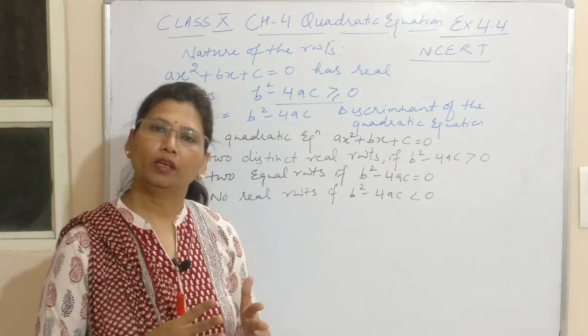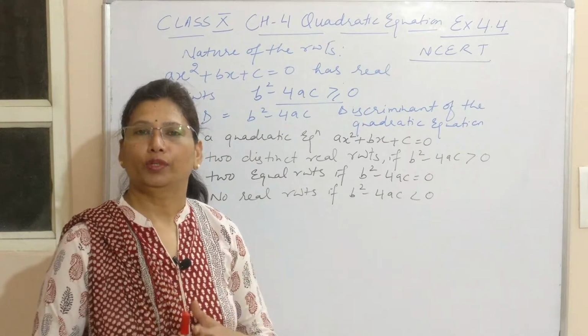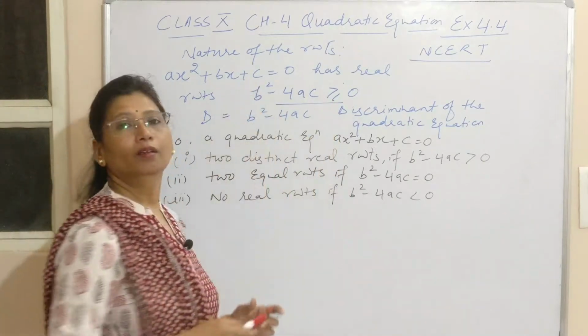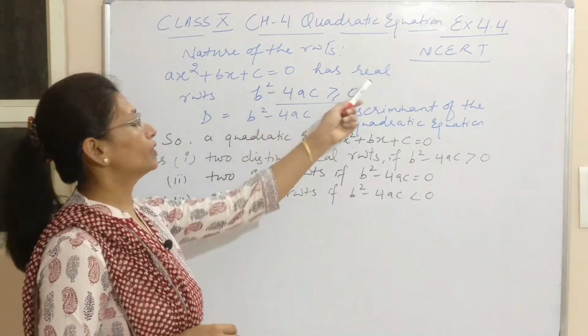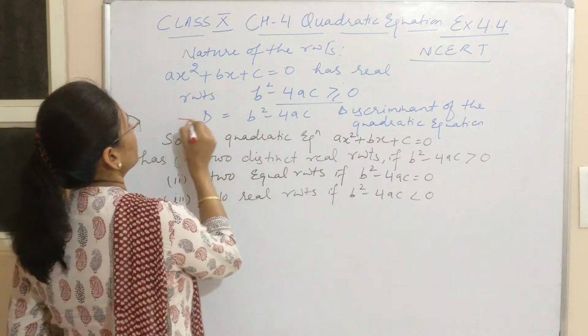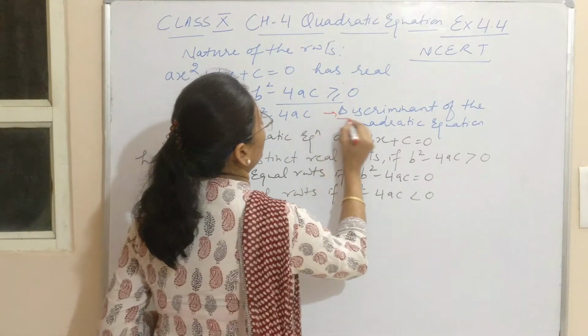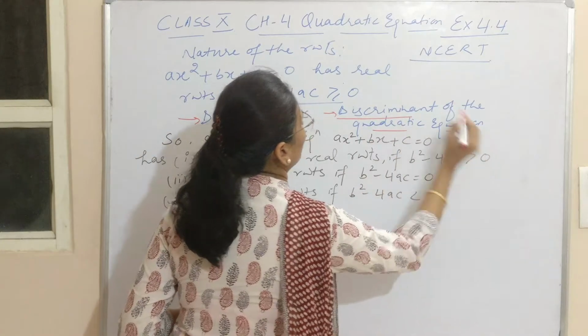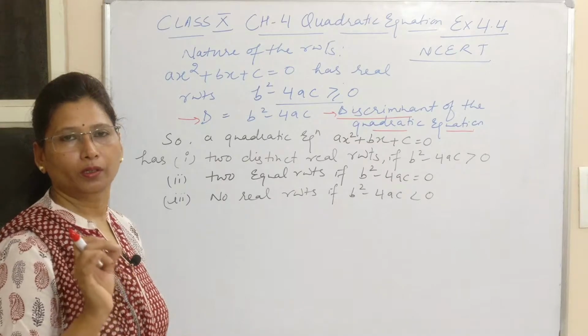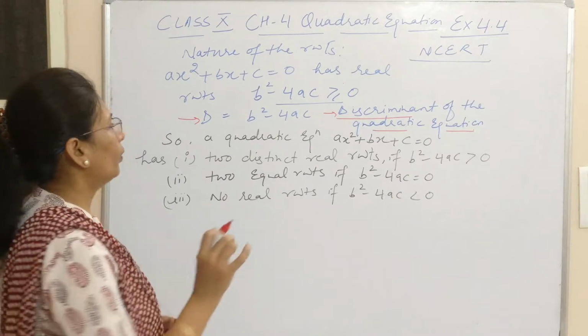we find out the value of b square minus 4ac. If it happens to be greater than or equal to 0, then it has real roots. This value in particular is called the discriminant of the quadratic equation. It decides the nature of the roots. This is a very important term for the quadratic equation.